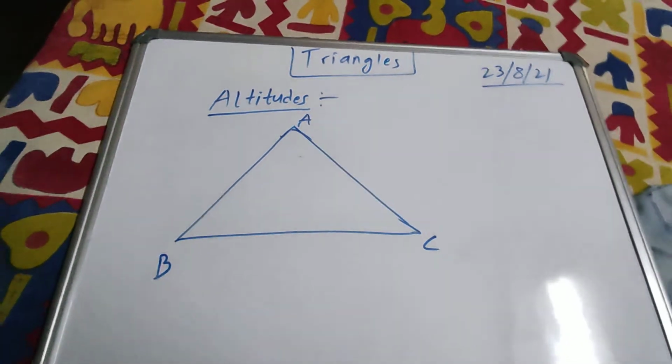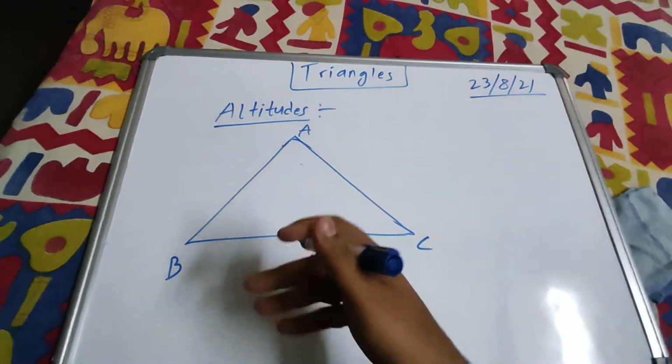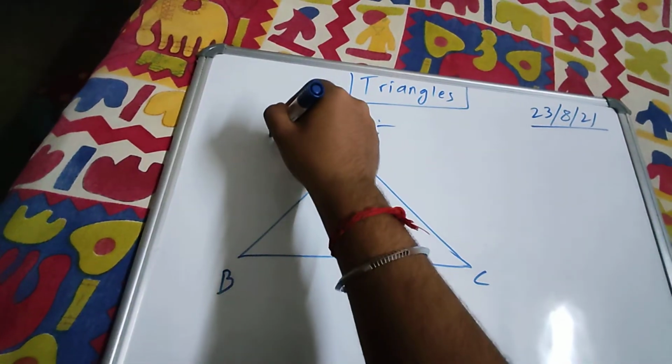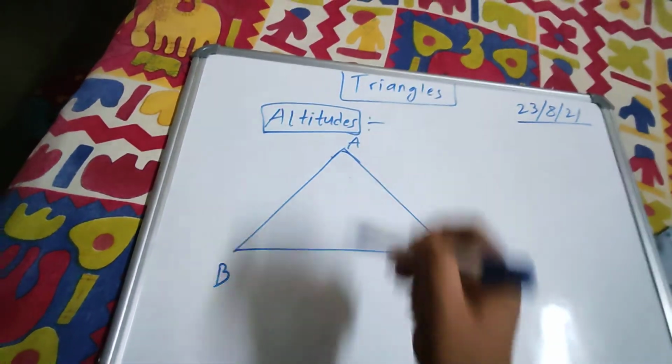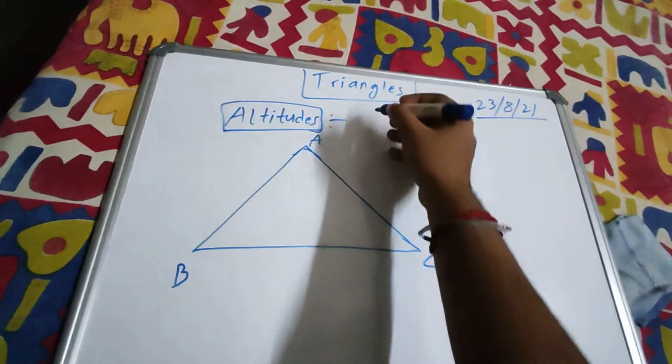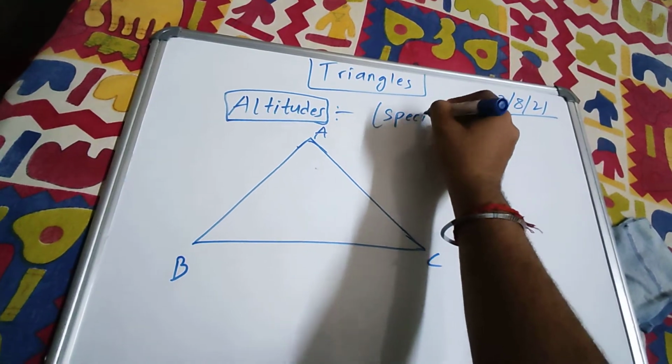Now I am going to tell you that triangles have some kind of special lines. Today we will be learning only one kind of that special line, that is known as the altitude. Now what is the altitude of a triangle? This is actually a special line of a triangle.